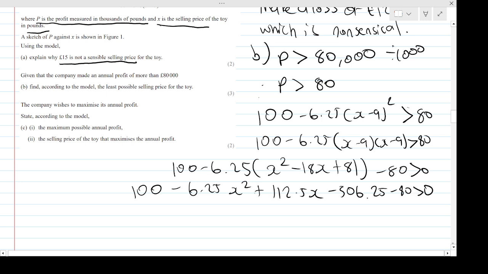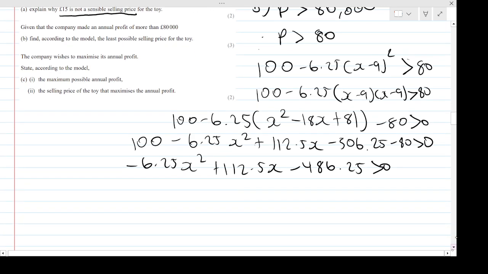I can then simplify, collect all the like terms to get a quadratic. So simplify this whole thing. So I get minus 6.25 x squared plus 112.5x. Then I'm going to get all the numbers together. So 100 take away 506.25, take away 80. I get take away 486.25 greater than 0.